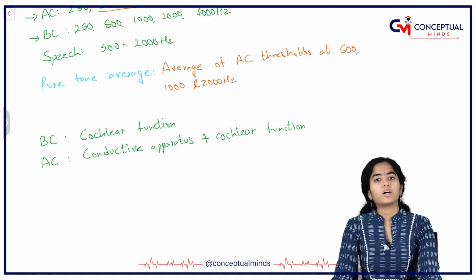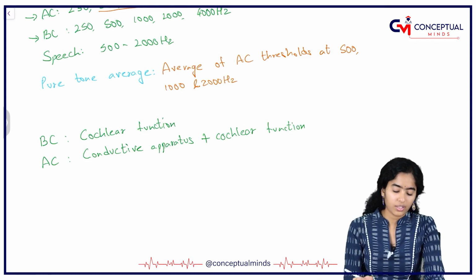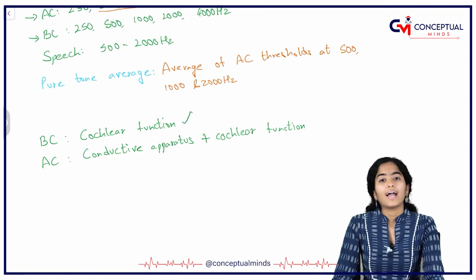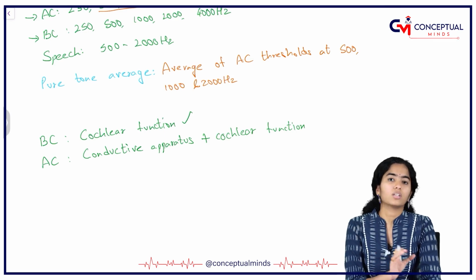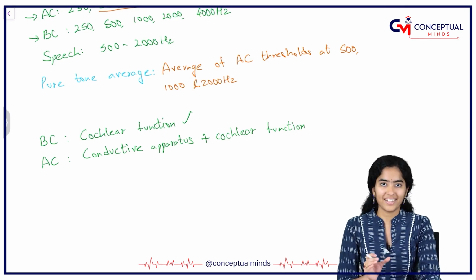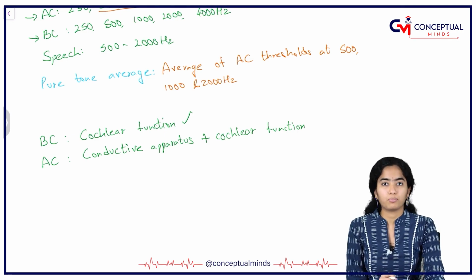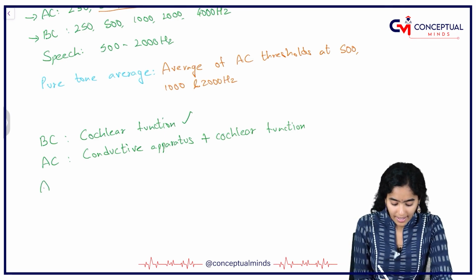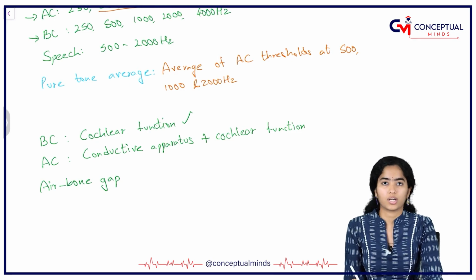Now how to find out conductive hearing loss? Sensorineural hearing loss is assessed by bone conduction. In air conduction, when you measure, it is the conductive apparatus plus the cochlear function, the complete sum we are getting. So the difference between air conduction and bone conduction is called the air-bone gap. The gap between air conduction and bone conduction.